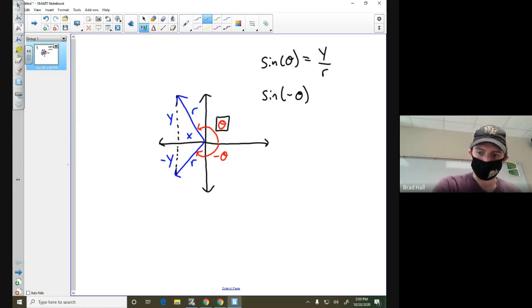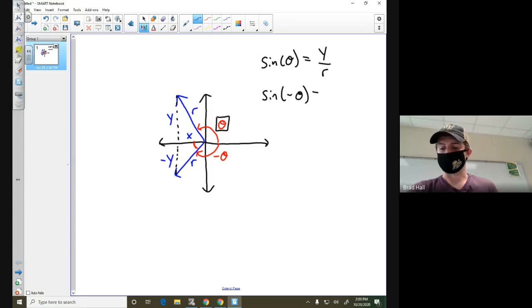So if this was the angle we were looking at, then sine of negative theta, well, what's opposite? It's negative y. What's the hypotenuse? It's r. So between what we've drawn or constructed here, the correlation between these two sine functions, they only differ by a negative sign.